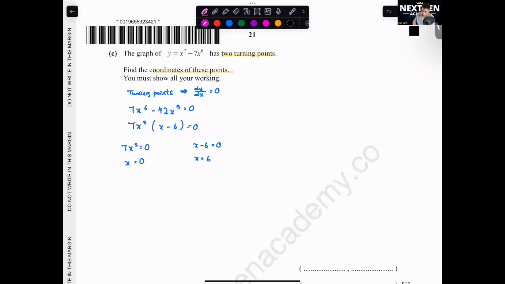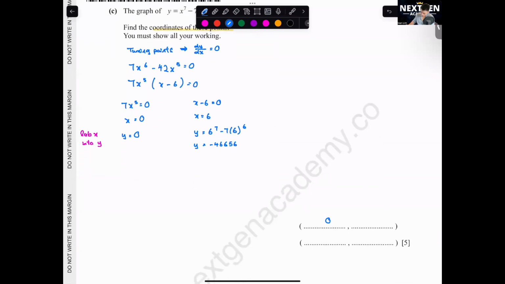Now I want you all to substitute this back into y. So y equals 0. This one I just write 0, don't need to write the working. This one, 6^7 minus 7 times 6^6, quite a big value, minus 46656. You get 6 minus 46656.